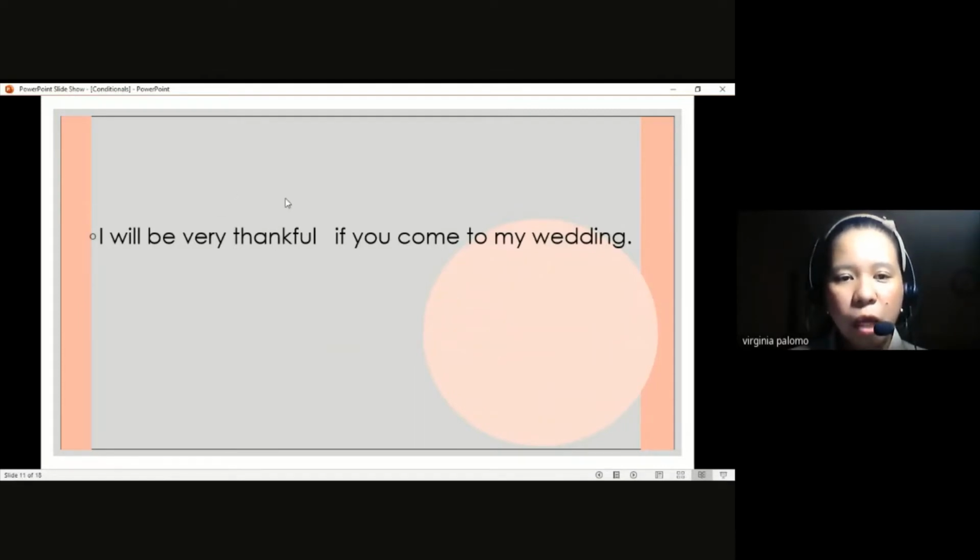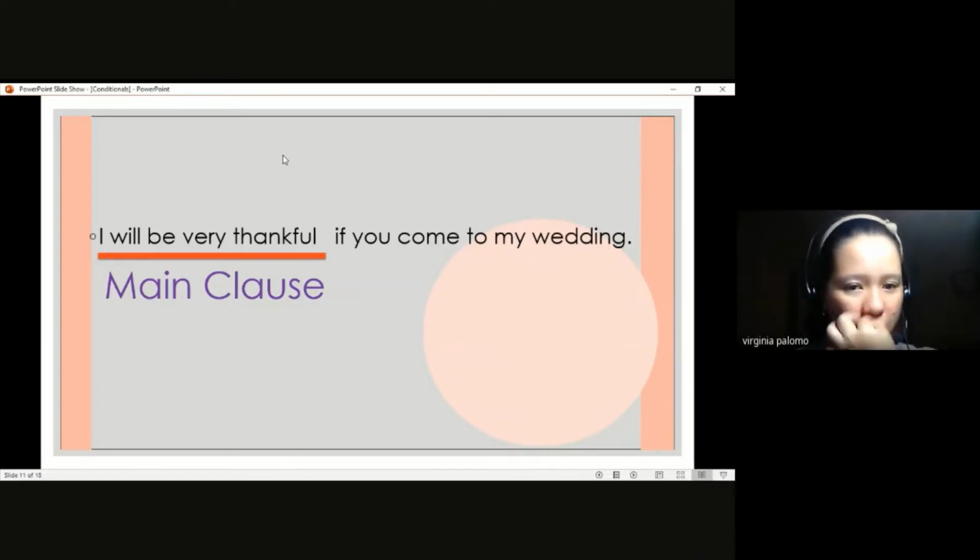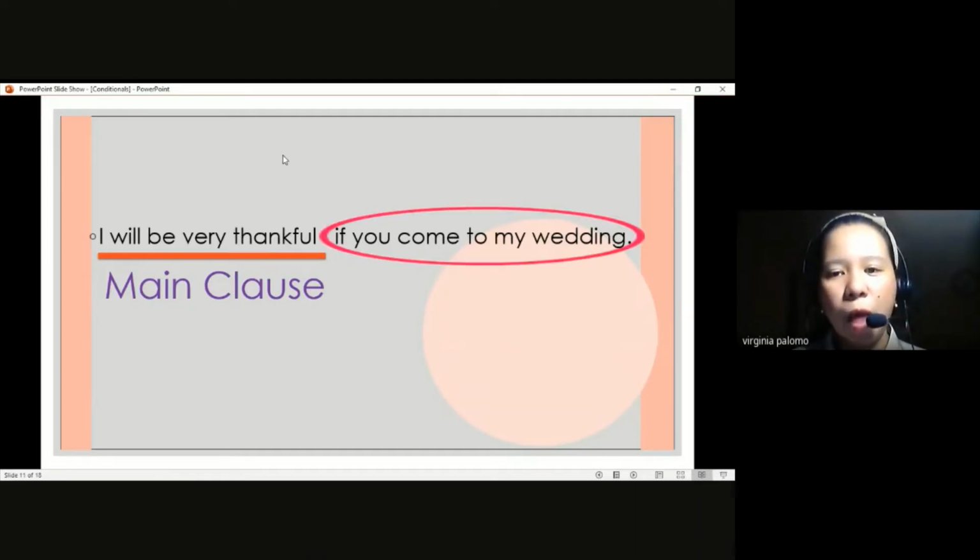So let us try to identify the parts of the conditional sentence. This one, I will be very thankful, is the main clause. When you say main clause, class, this sentence can stand alone. It has the complete idea. Even if you erase the if clause, this one can still give us complete meaning: I will be very thankful. And then, if you come to my wedding, this is the if clause.